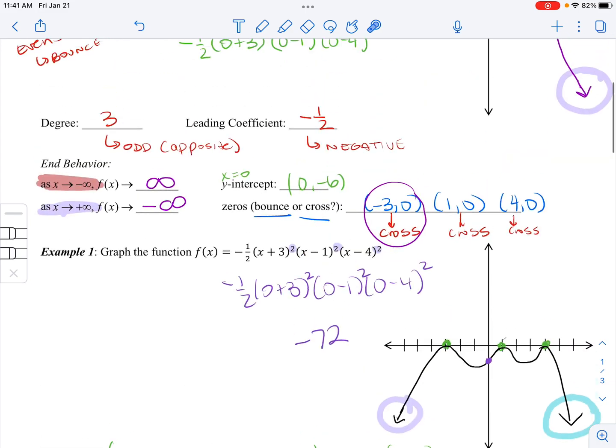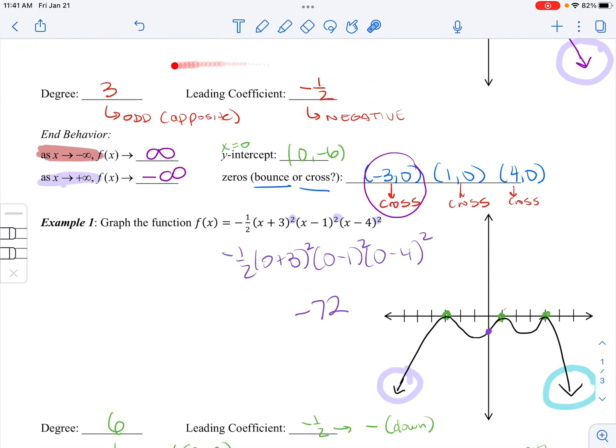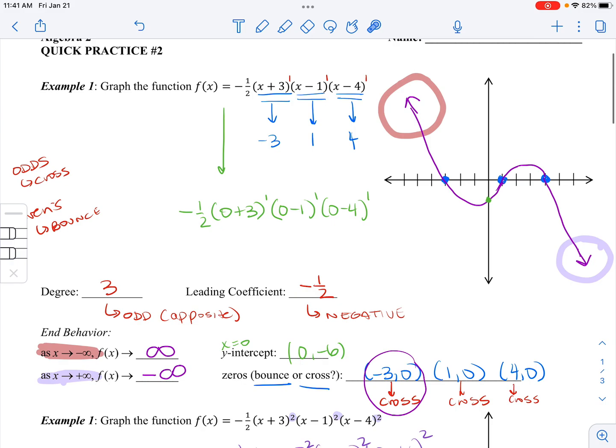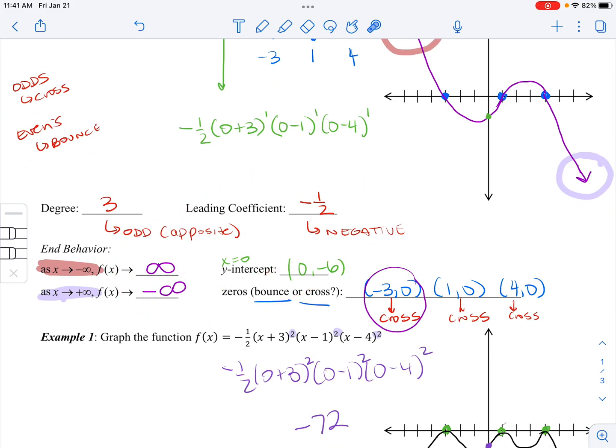Okay, so again, in general, we need the degree and the leading coefficient for the arrows, and we need the tiny little exponents to determine bouncing or crossing. The numbers inside the parentheses tell us the intercepts. If you can make a pretty little picture out of it, you can get the majority of these questions correct, with the exception of the y-intercept, which you just get by replacing x with 0. Okay, hope that helps.